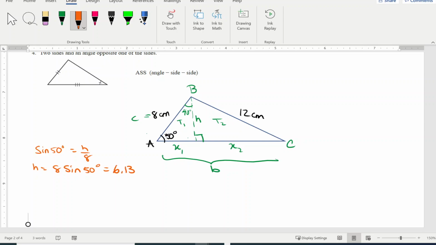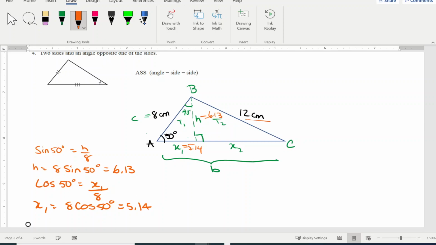Okay, for X1 here, we're going to use the cosine of 50 degrees. This is equal to adjacent over hypotenuse. So our value for X1 will be 8 times the cosine of 50 degrees, which gives us 5.14. Okay, so we have X1, 5.14, and we have H, 6.13.